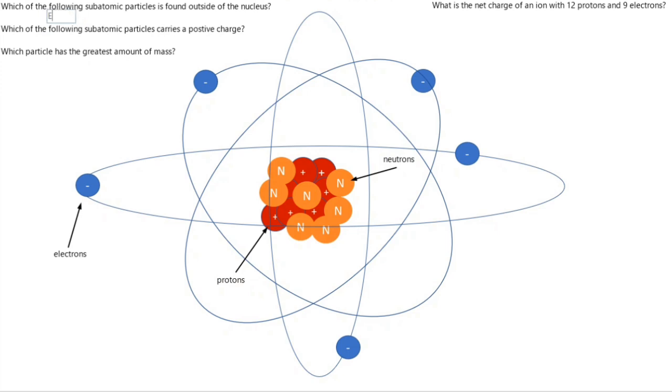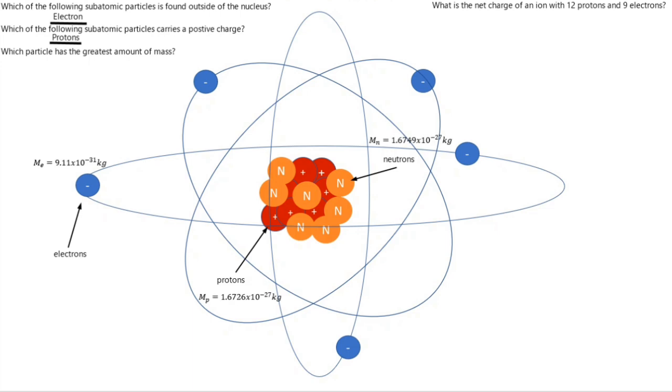Now let's answer this. Which of the following subatomic particles is found outside of the nucleus? As we can see in the diagram, in the picture, electrons are the subatomic particle that is outside the nucleus. Which of the following subatomic particles carries a positive charge? It is basically protons. Protons are positively charged. Which particle has the greatest amount of mass?